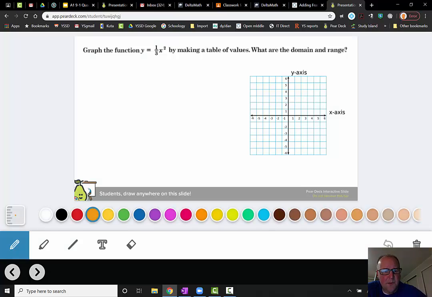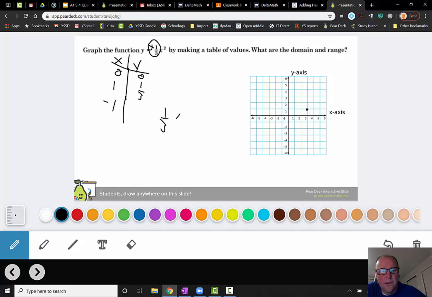Okay, so this time, if we're not sure, we're going to make a table, but we have an idea that it's going to open up and that it's going to go up 1 and over 3. So let's get an idea of what happens with that. So plug in 0 and we get 0. If I plug in 1, I get 1/3. If I plug in -1, right, 1/3, -1 squared.